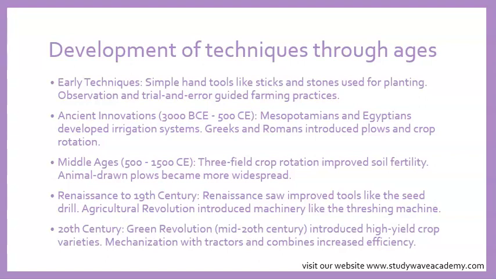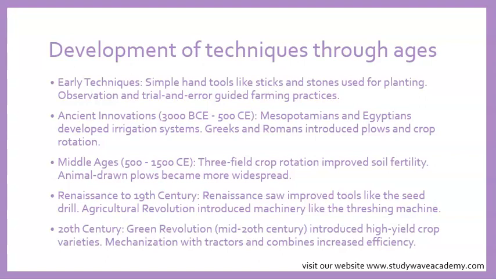In ancient times, manual tools were used for cultivation, sticks, stones, right? Then the agricultural revolution marked a shift towards settled farming communities, and in the Middle Ages, crop rotation and horse-drawn plows emerged. The Industrial Revolution brought mechanization, right? So this is the development of techniques through ages. Recently, there are better technologies that help in farming, that make farming easier and faster, right?